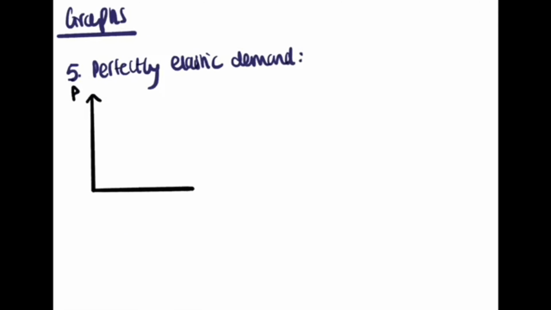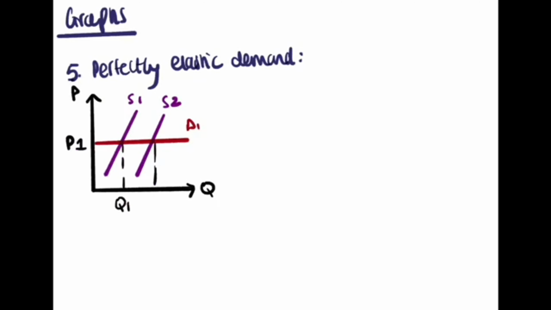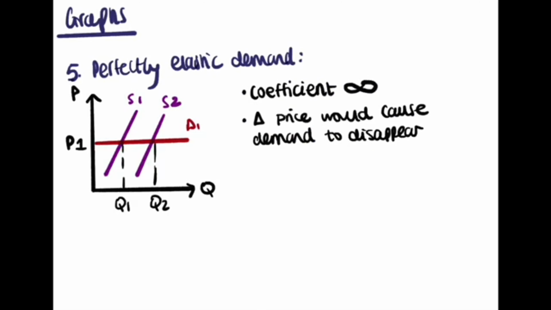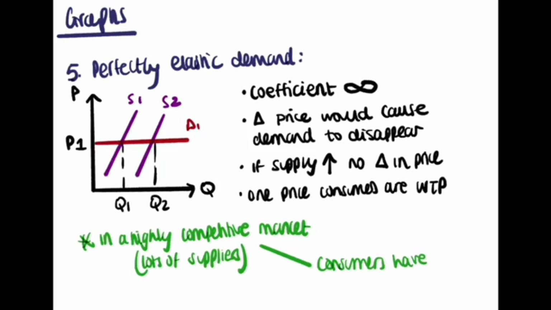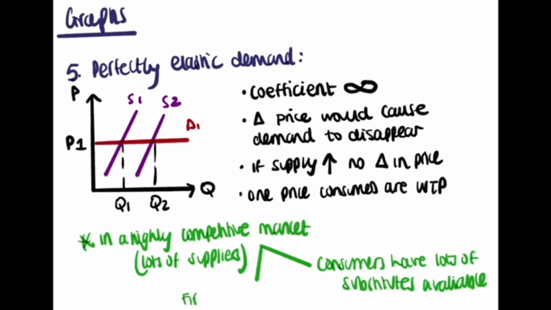Perfectly elastic demand has a horizontal demand curve. Any change in price would cause demand to completely disappear. Essentially, consumers are only willing to pay one price. In a highly competitive market, consumers have a lot of available substitutes. Firms have no price power, therefore demand is elastic.